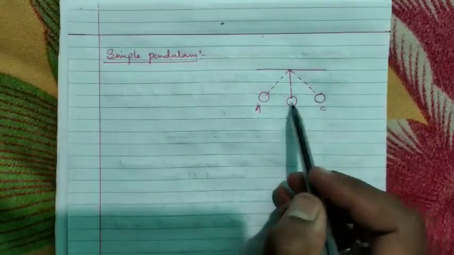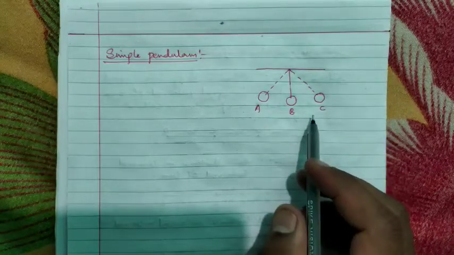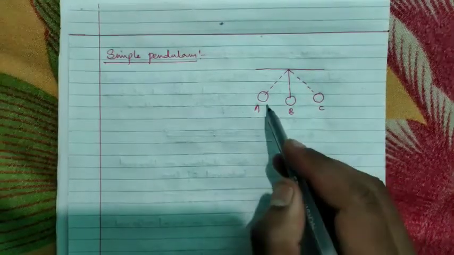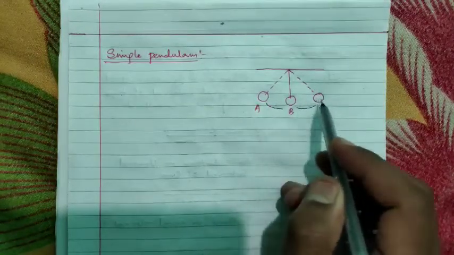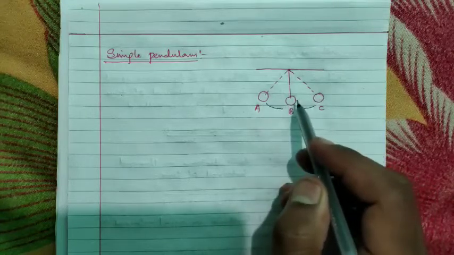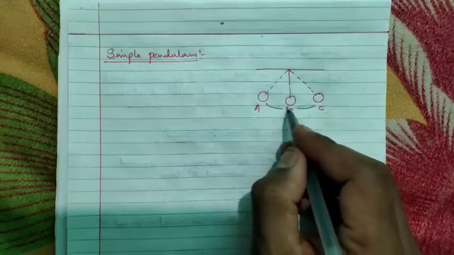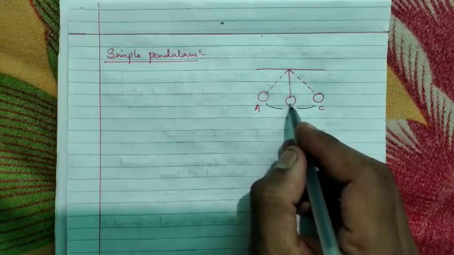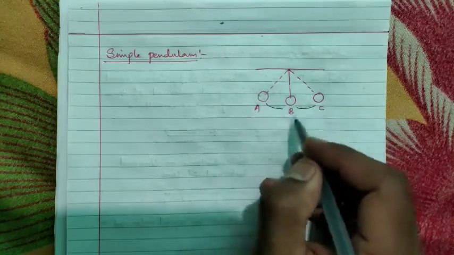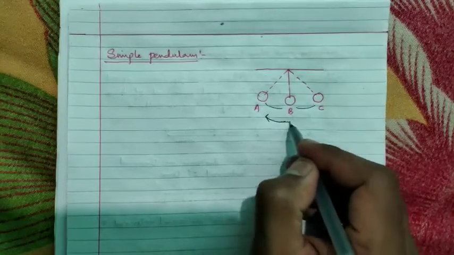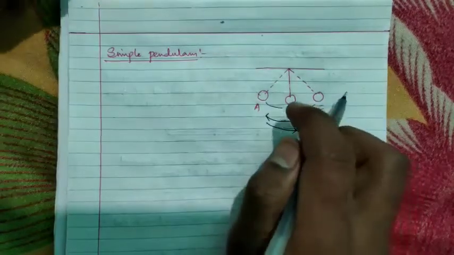As I have made a diagram of a simple pendulum, as we have seen a simple pendulum in our clock, that pendulum moves in a fixed path with the same amount of force. Suppose B is the initial point where the pendulum is at rest. When the pendulum starts moving, it will go to the left, and again it will come back to the right. First the pendulum will go like this, and again it will come back in this direction. This type of motion is called periodic motion.